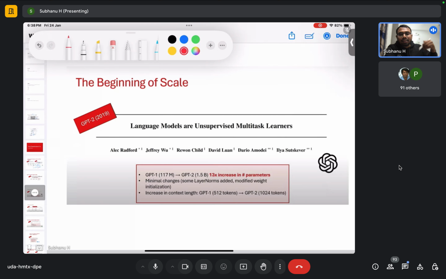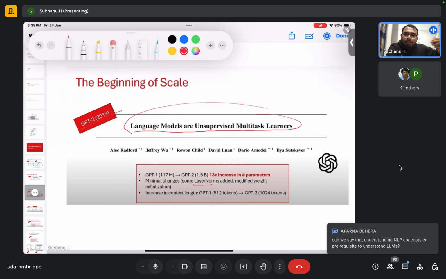So basically this GPT model, they are polishing it in their way, and they are coming up with a new paper. Now in 2019 GPT-2 came, which is called Language Models are Unsupervised Multitask Learners. Here they have increased their parameter size. They have done some minimal change in terms of the model.